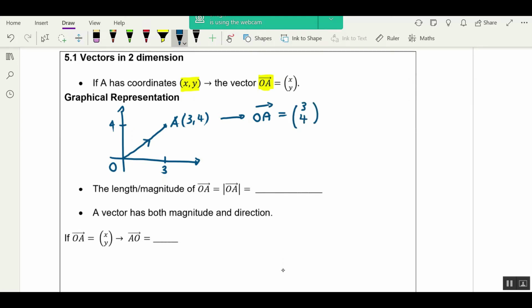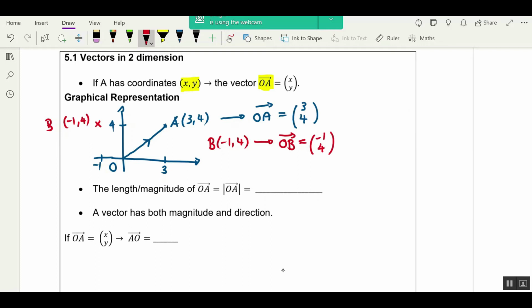If you have another vector, it doesn't matter what your coordinate looks like. For example, let's say I have a coordinate here, which is -1, 4, my x coordinate being -1. Let's name this B. If B has a coordinate of -1, 4, then the vector OB would be -1 on top, 4 below, x on top, y below.